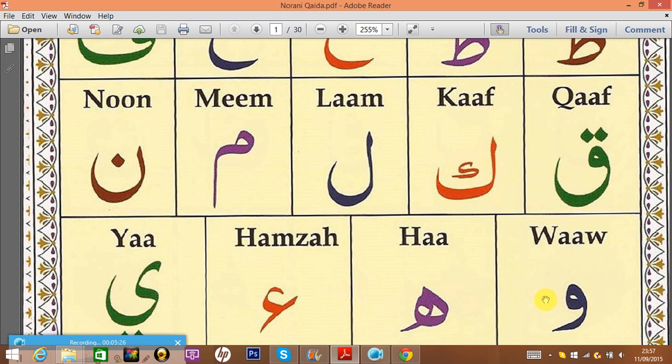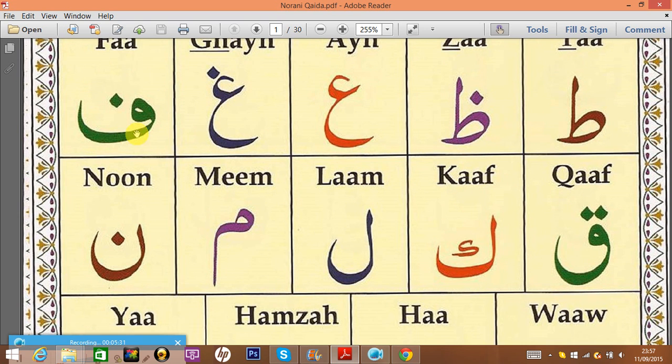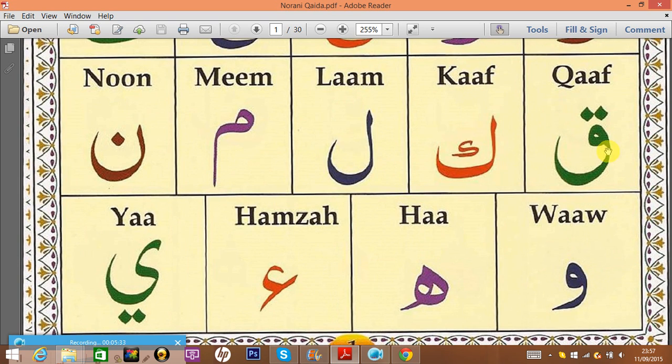Next, wow, already told you. Starting from circle writing, one dot on the top, that will be fa. Starting from circle writing, two dots on the top, that will be qaf. Starting from circle writing, no dot, that will be vav. Next is two eyes, that is ha.